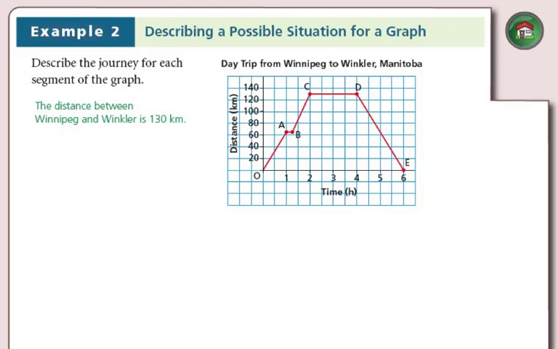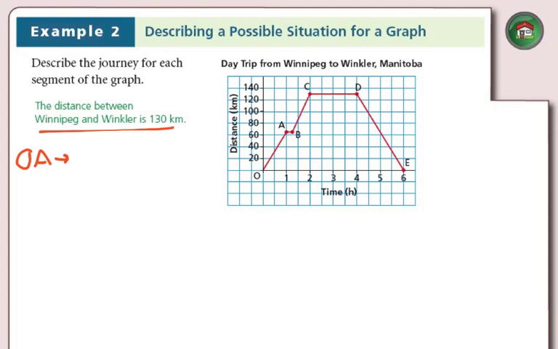So now we have a graph describing a trip from Winnipeg to Winkler, Manitoba. What we know, the distance between them is 130 kilometers. That can come into play with giving us an accurate description for the journey. So we have a few different sections.